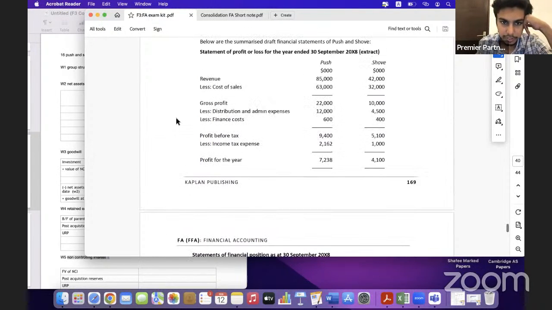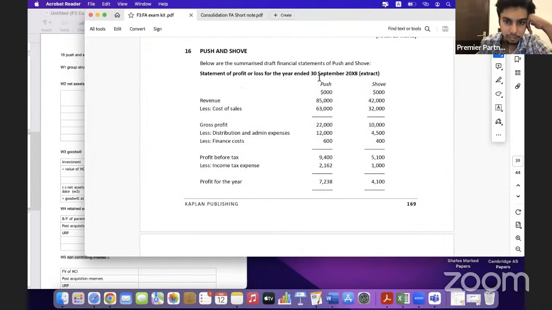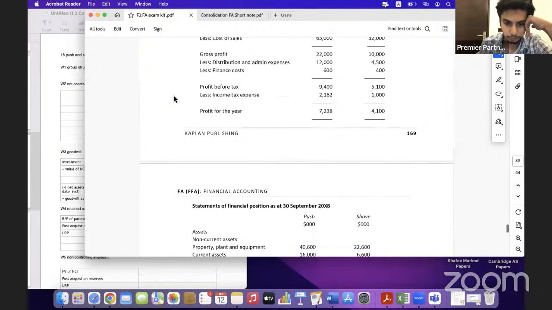Okay, now guys, what happened here? First of all, they have given an income statement for 30th of September 2008. Remember, today our focus is not the income statement. That is for next Monday. So just ignore the income statement, but look at the date. It's 30th of September 2008. Keep that in mind.